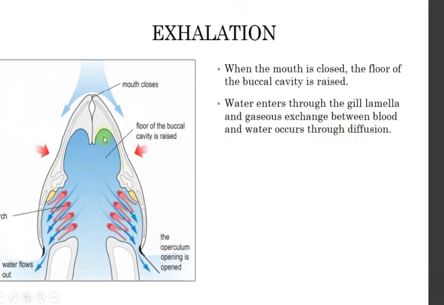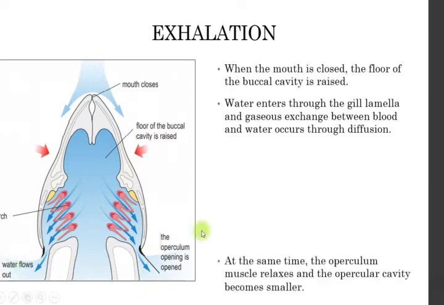So I repeat, when the mouth is closed, the floor of the buccal cavity is raised and it will push the water into the gill lamellae and the gas exchange occurs here. The gases exchange between the blood and the water through diffusion. So now oxygen enters into the lamellae and carbon dioxide moves out from the lamellae into the water.